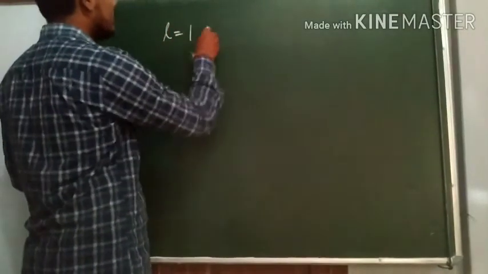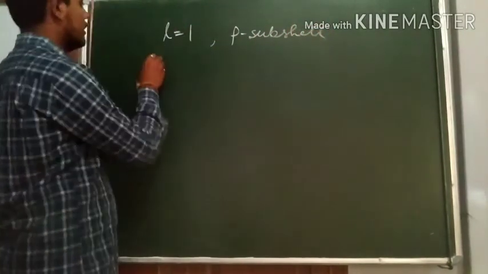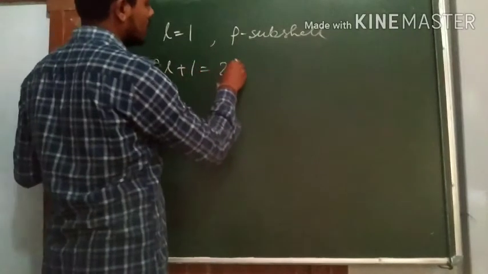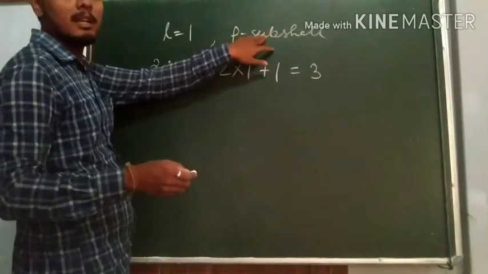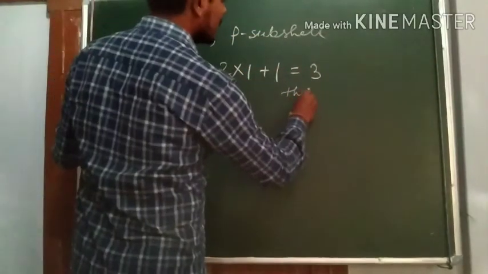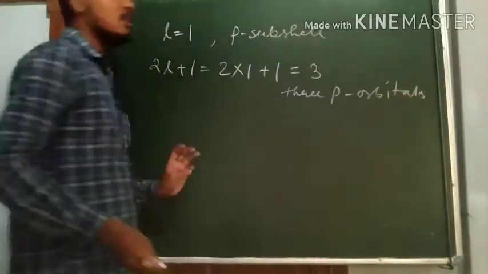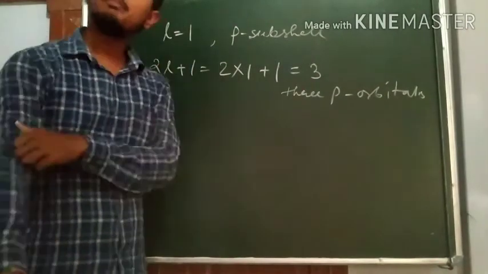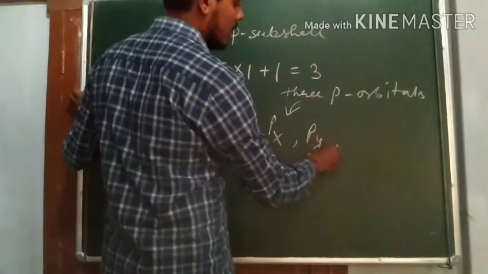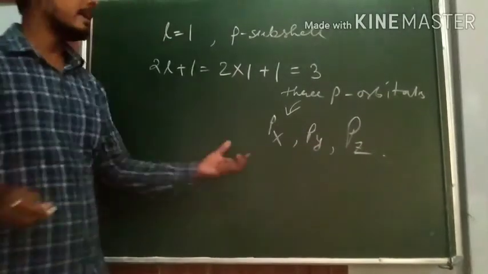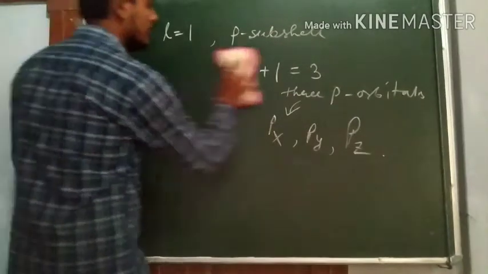Now, let us take L equals 1, that is the P subcell. For the P subcell, twice L plus 1 equals 2 into 1 plus 1 equals 3. That means in the P subcell we will have 3 P orbitals. So 3 P orbitals are present in each P subcell. These P orbitals are Px, Py, and Pz. We will get into these three later. We will come back to this later. Just for theory we are telling it now.